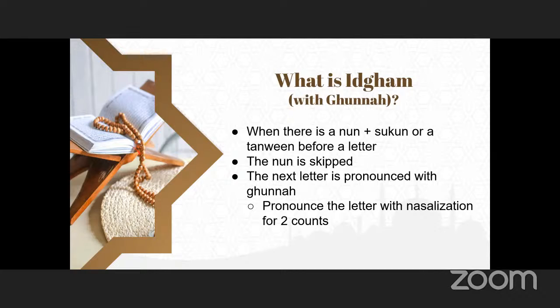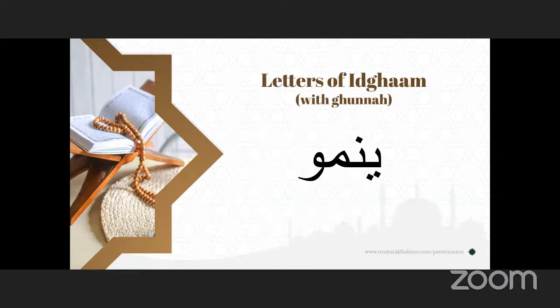For example, the letters for this rule, you can find them in the word yanmu. So if you have a ya, a nun, a mim, or a waw after a nun sukun, then you pronounce that with ghunna. For example, let's say there's an ya'mal, right? So you spell it that way. When you're reciting with tajweed, you would recite it an ya'mal. Or maybe an nu'minu. It would be an nu'minu, and so on with the rest of them.